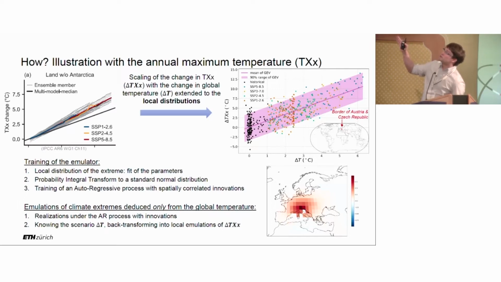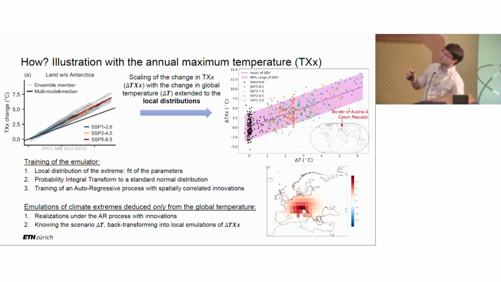I will show the results that we have for the annual maximum temperature. For instance, in IPCC AR6, we were seeing, as we saw before, that there is some correlation between the change in global temperature, which is on the x-axis in the upper left plot, and the change in TX6.